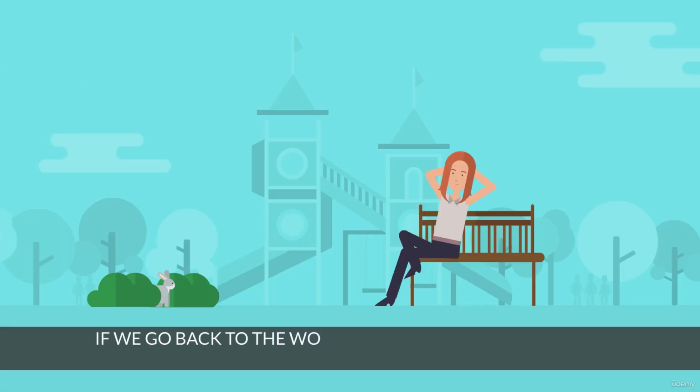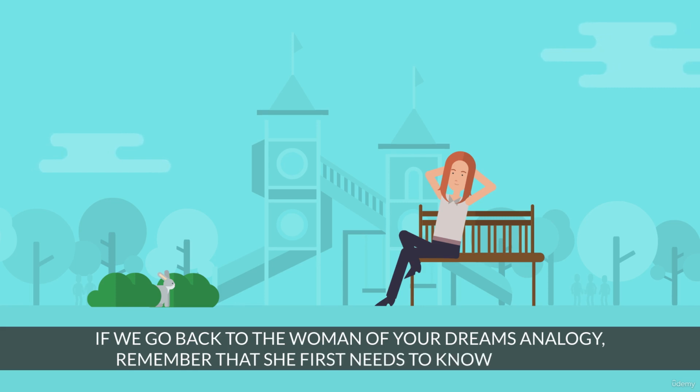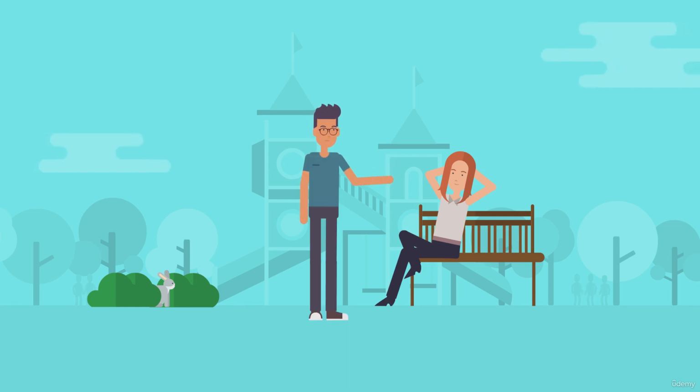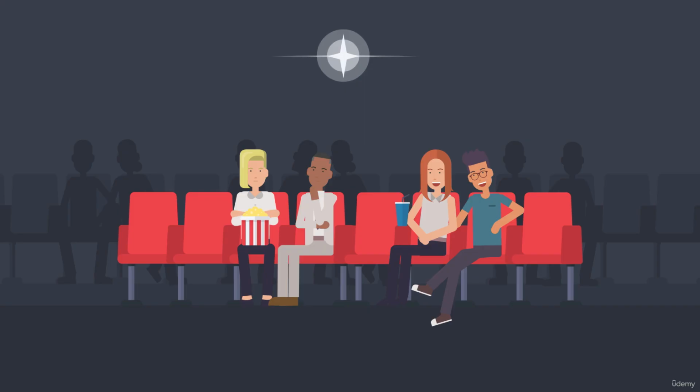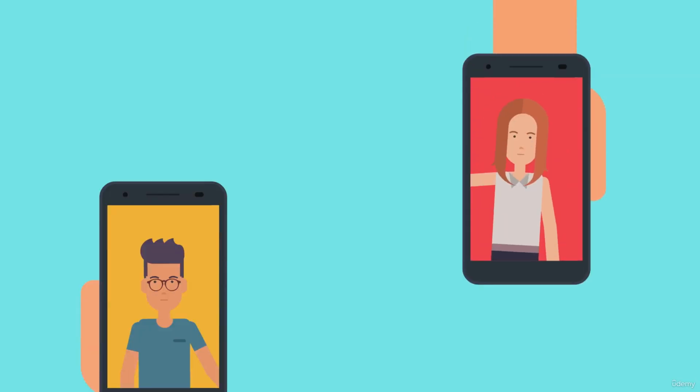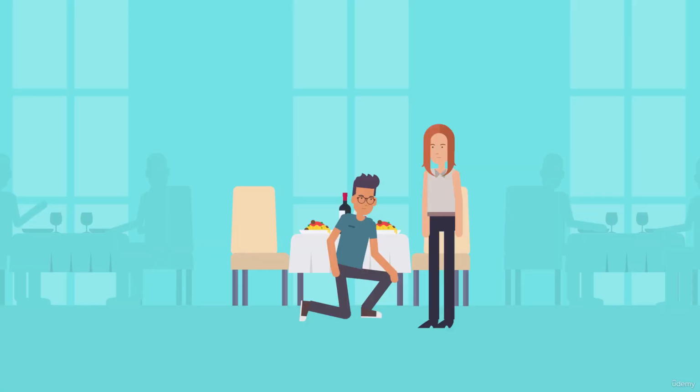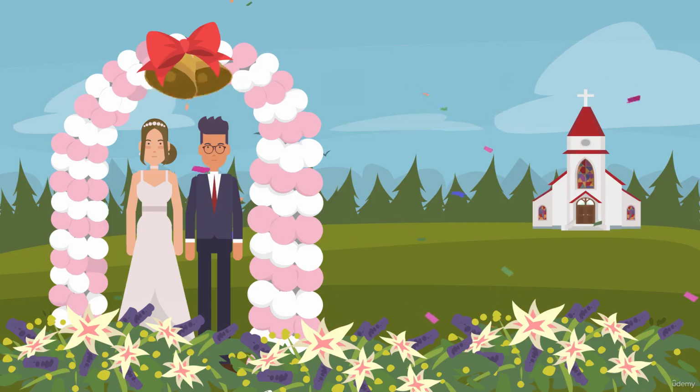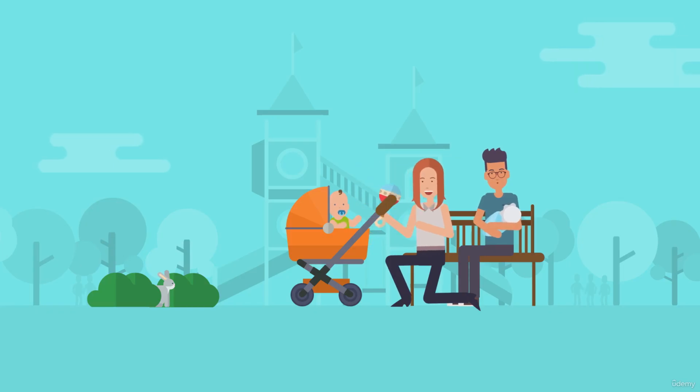So if we go back to the woman of your dreams analogy, remember, she first needs to know you exist. Number 1, you need to start talking to her. Number 2, you go out with her, have fun together, watch movies together, and start texting each other. Thirdly, you ask her to become your wife and you marry her. This is a successful conversion. You've accomplished the 3rd phase.